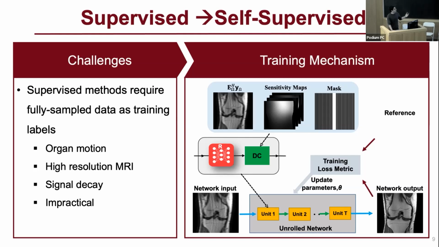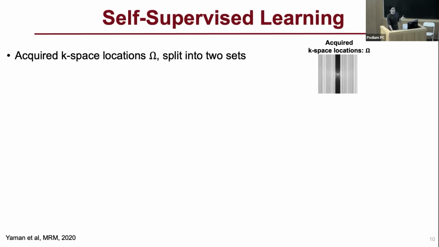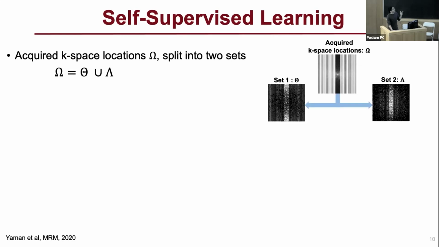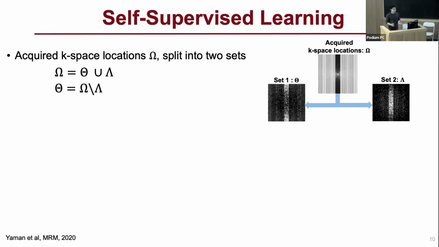To tackle this problem, now we can go from supervised to self-supervised. And we propose a self-supervised learning approach. The idea is that, again, what you have is this acquired data. Let's try to do learning from here. So we can take this acquired k-space location, denoted by omega, and split them into two sets, namely theta and lambda. Theta is used in the data consistency in the unrolled network, and lambda is used to define the loss in the measurement domain. And these two sets are disjoint from each other.